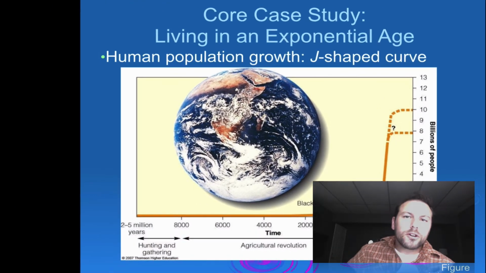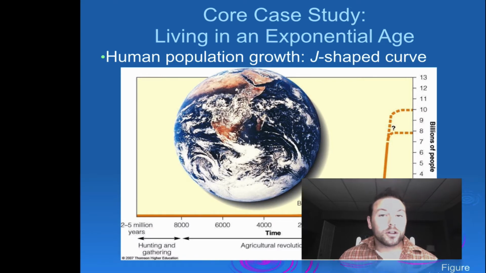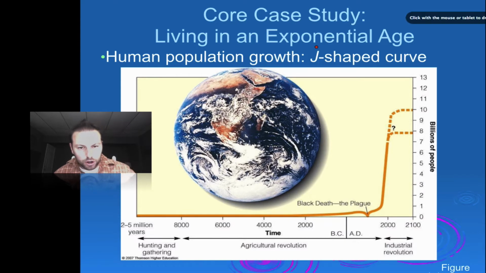One of the first things that we need to look at, and probably one of the biggest issues with environmental science, is our human population growth. As you can see here, it has remained quite steady for a long period of time, not really moving much. We have a little bit of a bump here. We saw a little bit of increase, and then the Black Plague took it down.